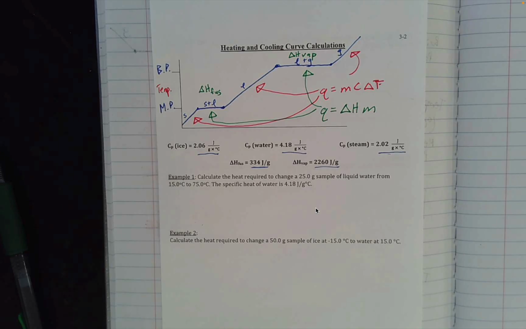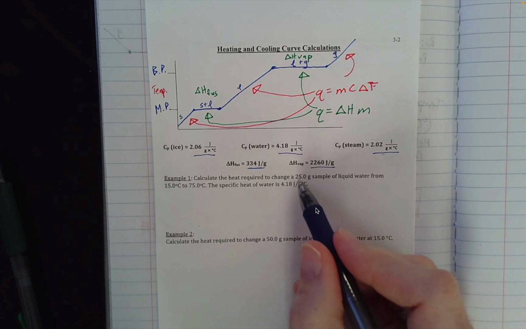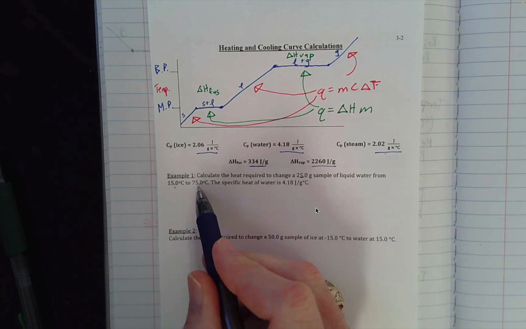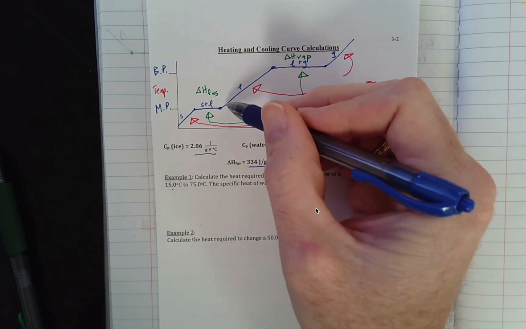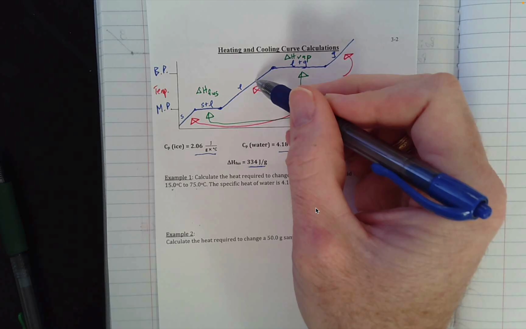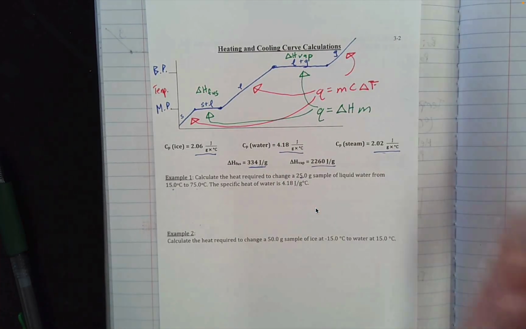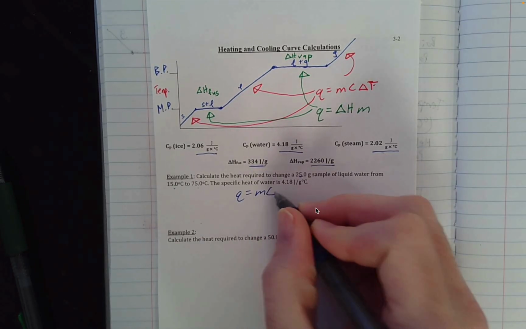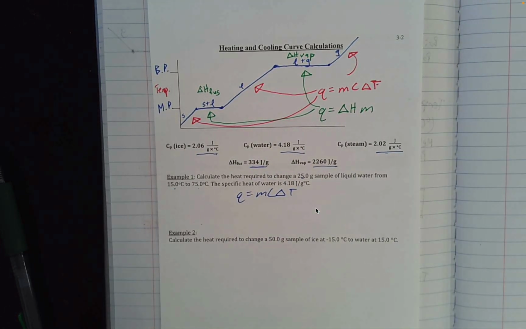So for example number 1, we want to calculate the heat required to change a 25-gram sample of liquid water from 15 degrees Celsius to 75 degrees Celsius. The specific heat of water is 4.18. Piece of cake. So we're just changing liquid water from 15 degrees Celsius to 75 degrees Celsius. So that is probably about there and about there. We are only going one little segment and there's no phase change. So we'll simply just use Q equals MCΔT like we normally would.